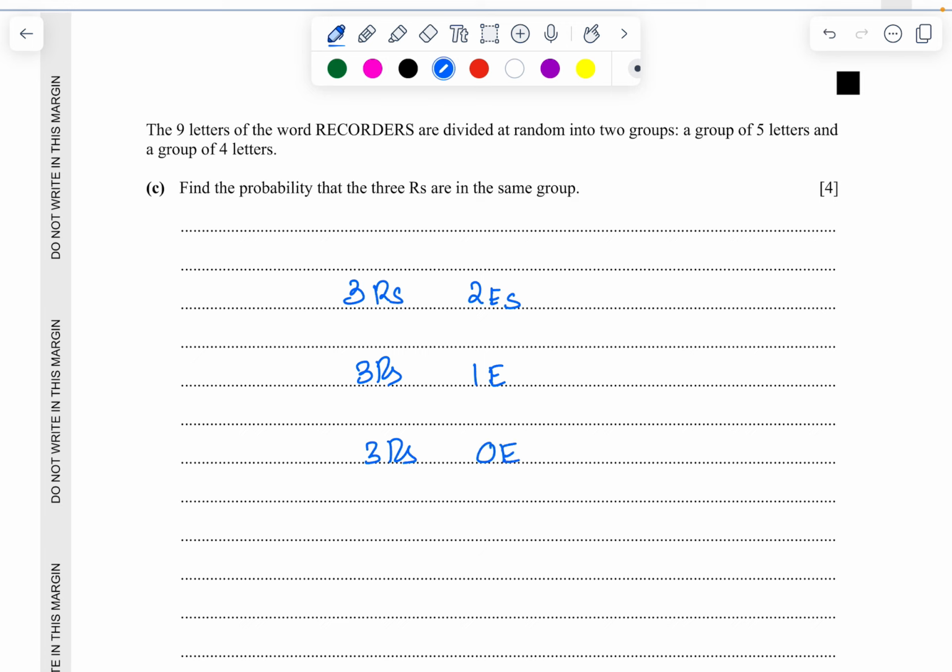If 3 R's and 2 E's are used up, what is remaining? 5 alphabets remain, and those 5 alphabets form the other group. You are selecting them, so only one way will be left over. Now in this case, 3 R's and 1 E, one more is left over. So how many ways can it be done?